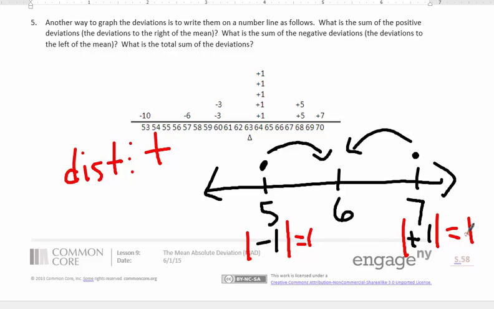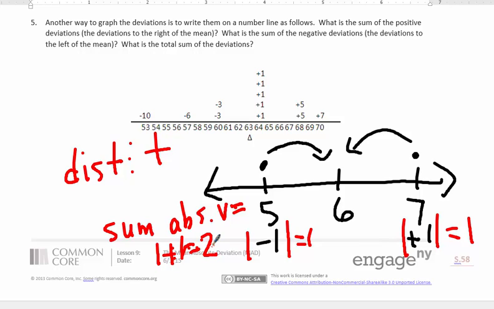So now what's going to happen to my sum of the absolute value of deviations? Well, if I take the sum of my absolute values, I'm going to get what? I will get 1 plus 1 equals 2. So if I'm taking the absolute value, because these are distances, that's not going to equal 0 anymore.